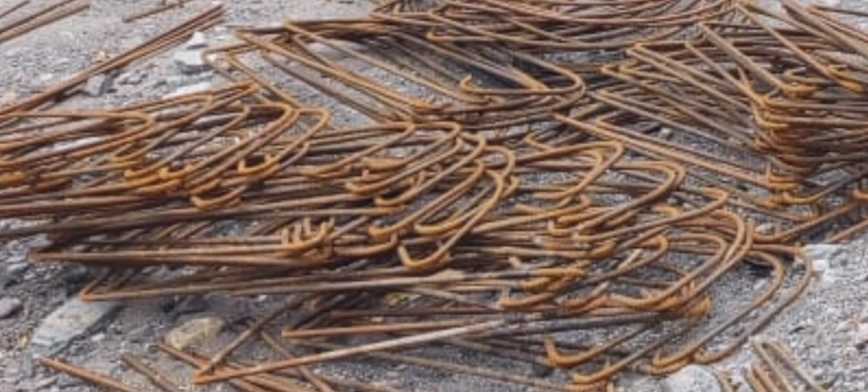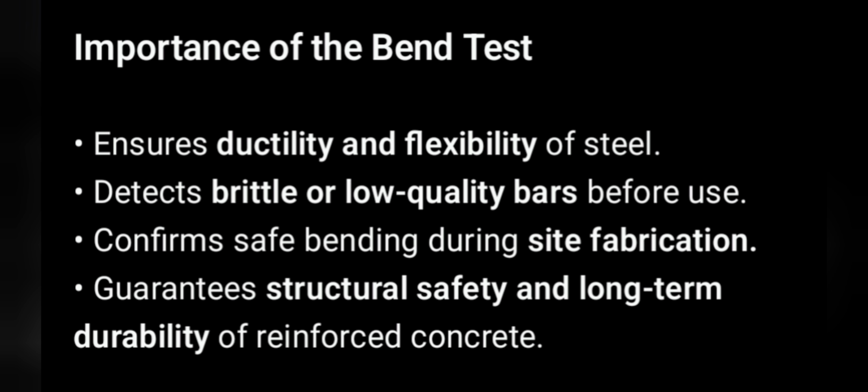Acceptance criteria. The reinforcement bar passes the test if no cracks or rupture are visible on the outer surface after bending. If cracks appear, the batch or lot must be rejected or retested. Importance of the bend test: ensures ductility and flexibility of steel, detects brittle or low-quality bars before use, confirms safe bending during site fabrication, guarantees structural safety and long-term durability of reinforced concrete.